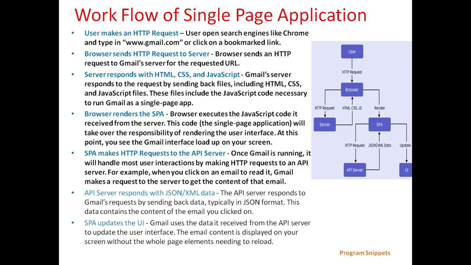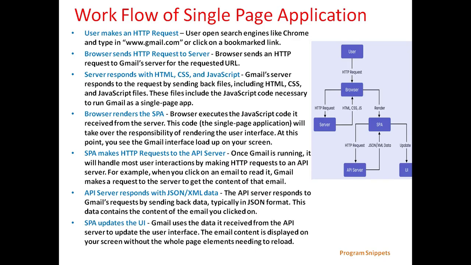For example, when you click on an email to read it, Gmail makes a request to the server to get the content of that email. The API server responds to the Gmail request by sending back data, typically in JSON format. This data contains the content of the email that you have clicked on. Gmail uses the data that is received from the API server to update the user interface. The email content is displayed on your screen without reloading the whole page.